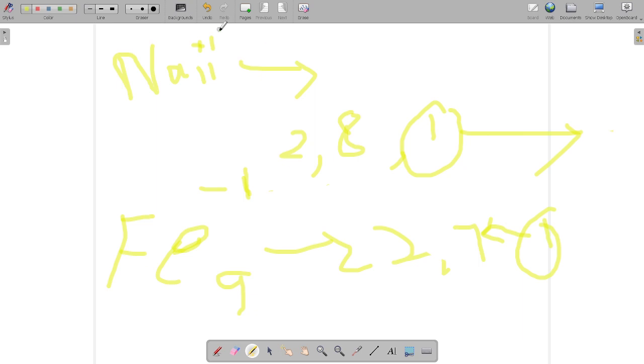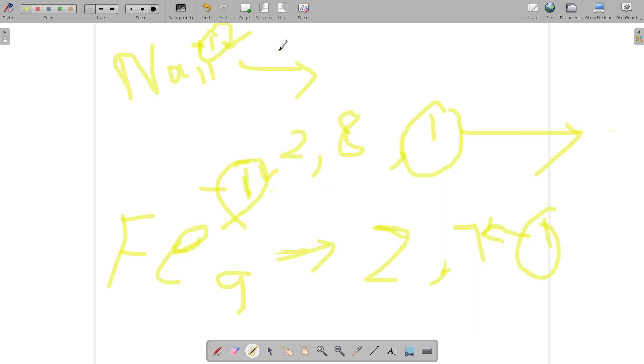But see, the valency is the same, minus 1 and plus 1. What is the meaning of valency? Valency is the combining capacity of an element, and the sign tells you whether it is plus or minus.